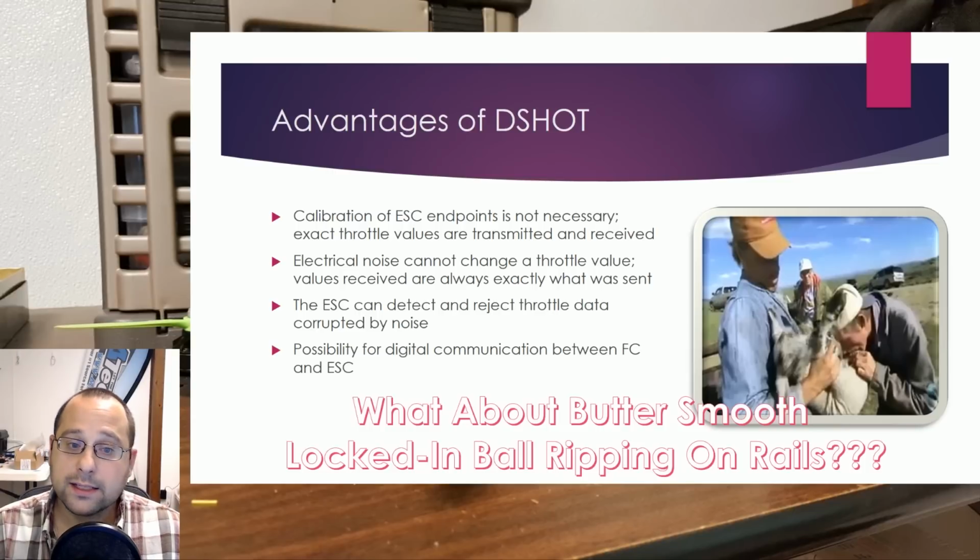The ESC can detect and reject throttle data corrupted by noise because this digital protocol has a checksum, which means that corrupted data will be detected and rejected. So bad data will never get through. We may lose data, but bad data will never get through.